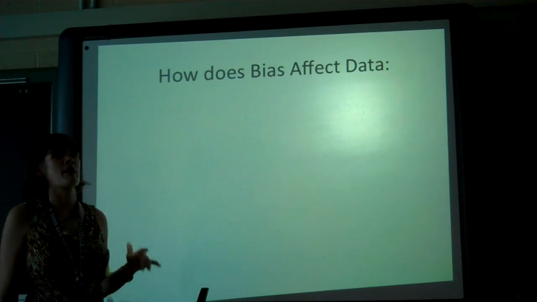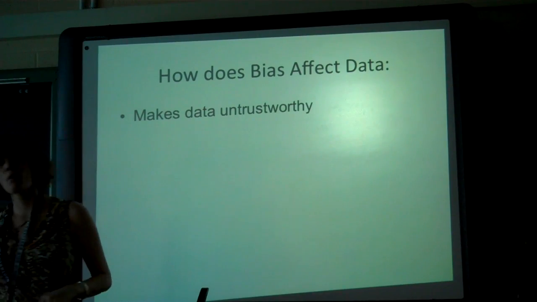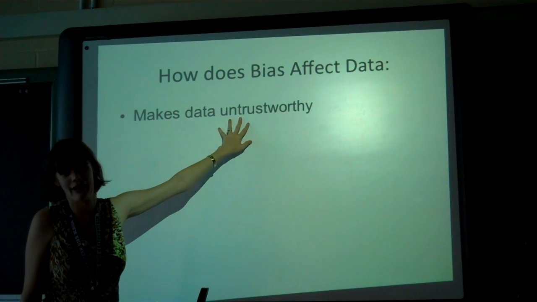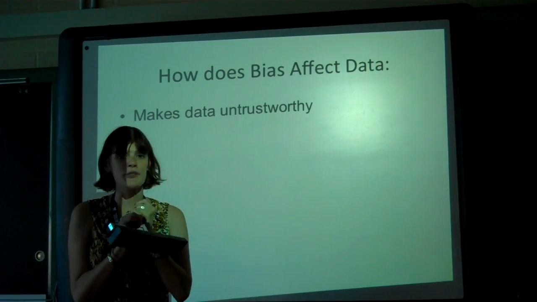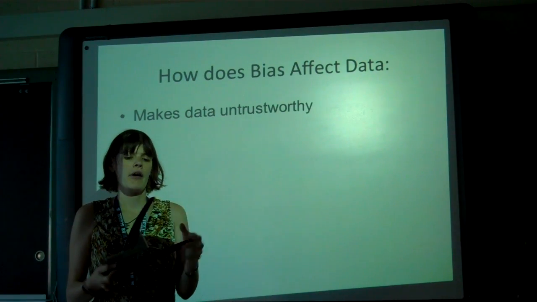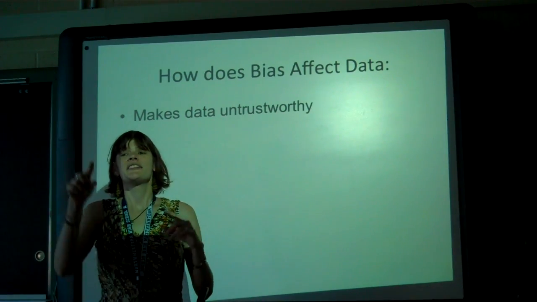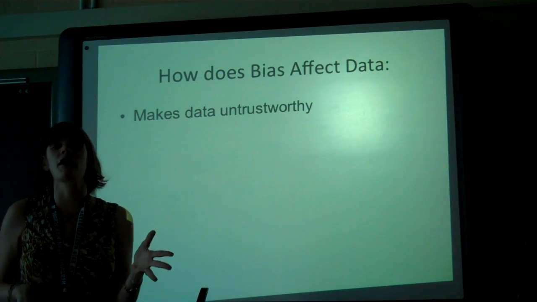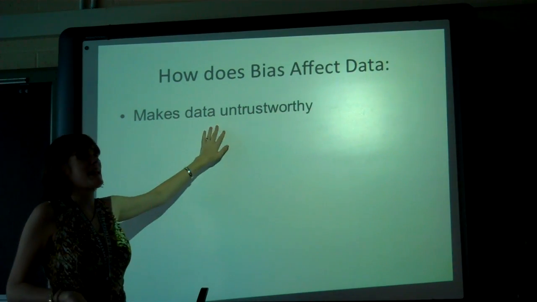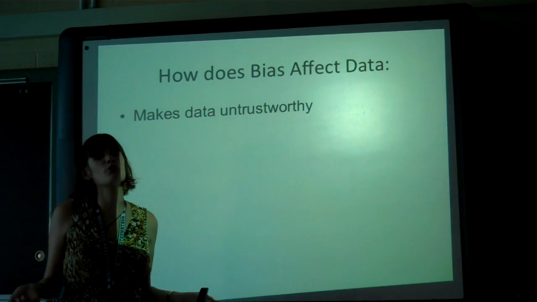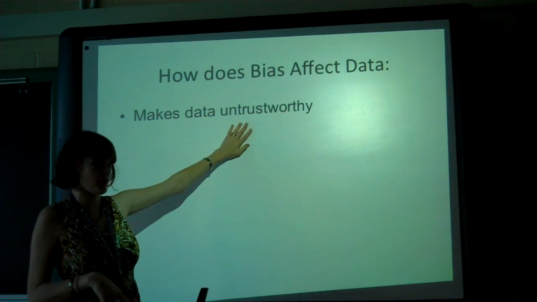Okay, so let's talk about how bias can affect your data. Your data is untrustworthy. In science, we want our data to be based on observations. Oh, 17 survey responses said McDonald's, but only 10 said Burger King. If your data is biased, your conclusions are almost always going to be suspect, untrustworthy.